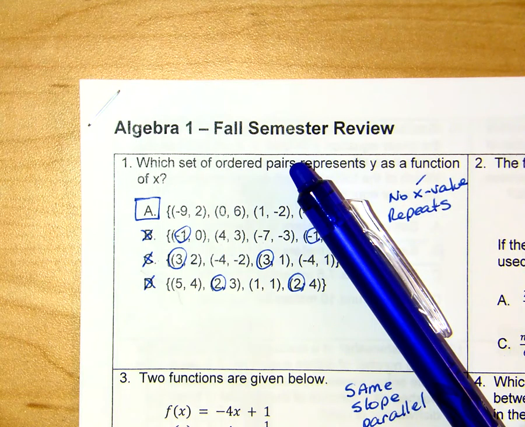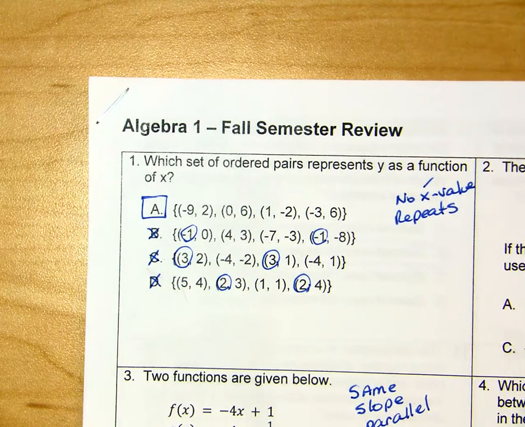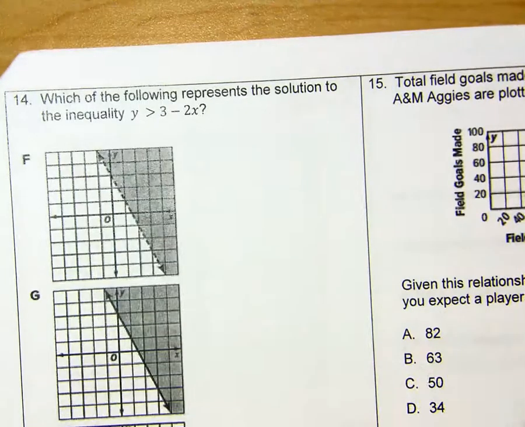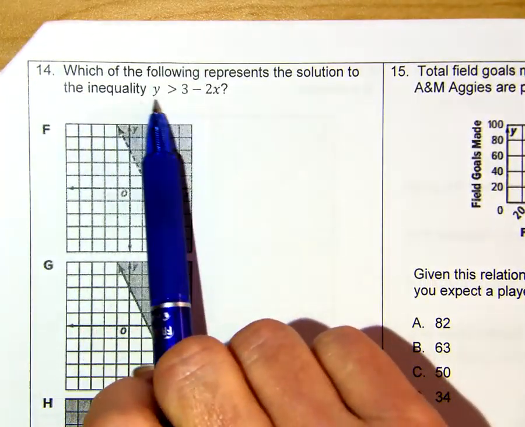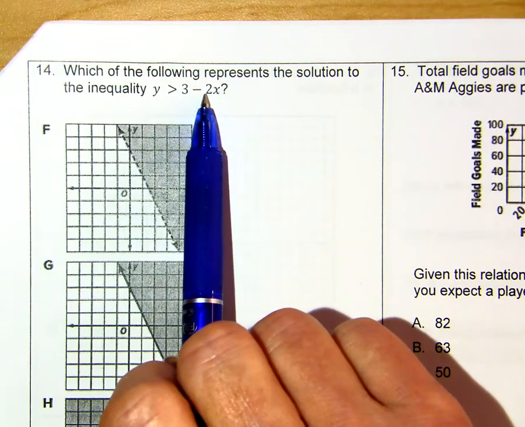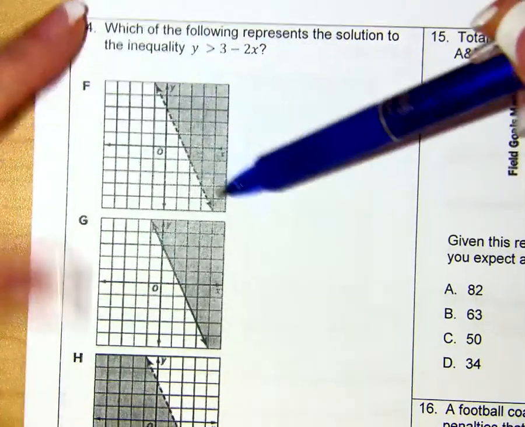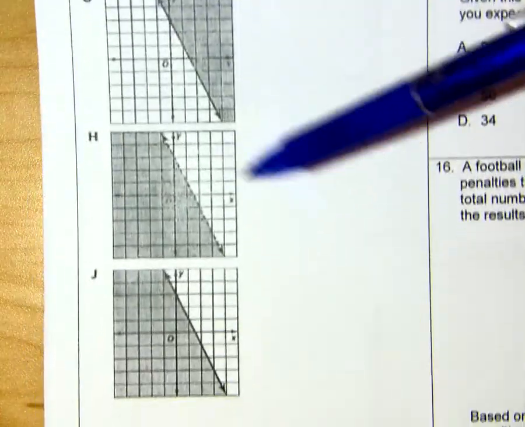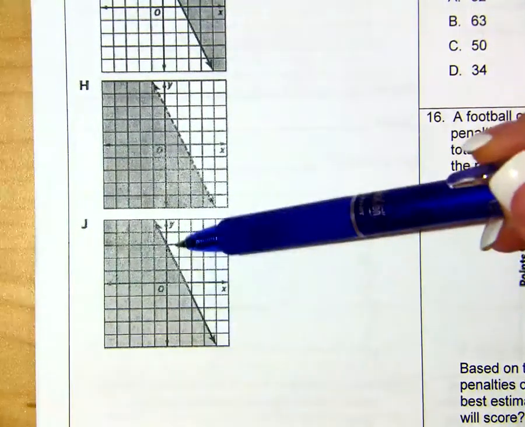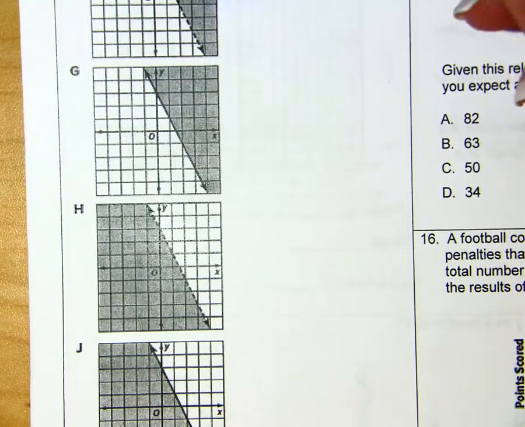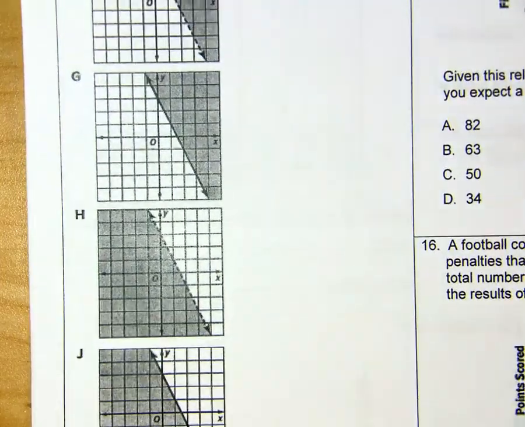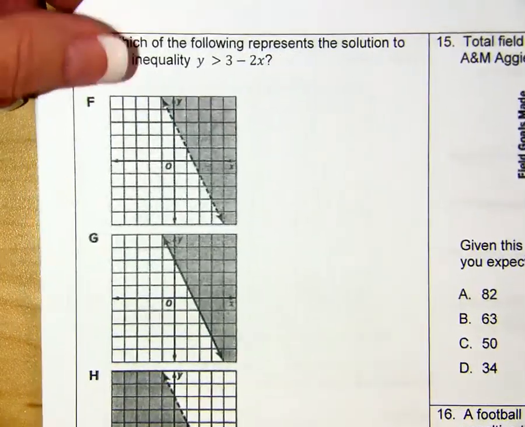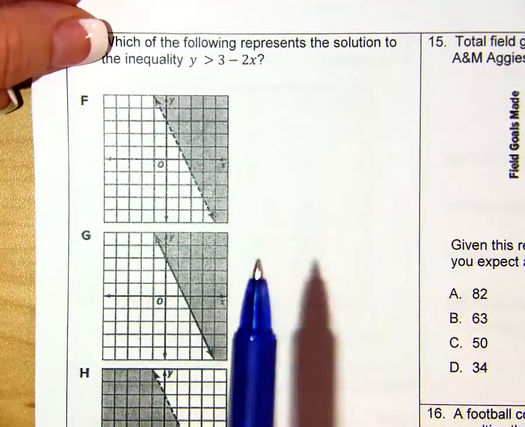Hello students, this is going to be part 4 of your fall semester review, which will include problems 14 through 17. So here we have 4 graphs, and we have this inequality, y is greater than 3 minus 2x. So all of these lines, if you'll notice on the graph, are the same slope and y-intercept. We just have shading and the line being solid or dashed that we have to look at.